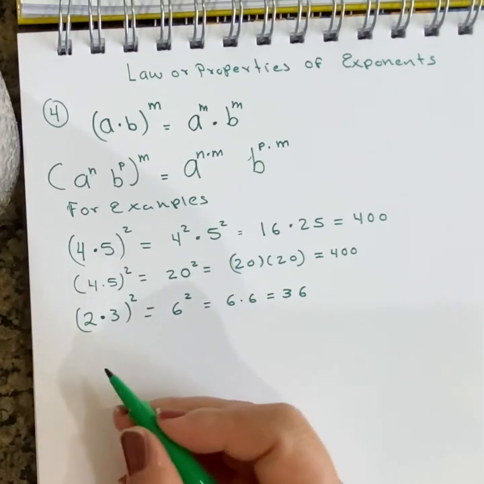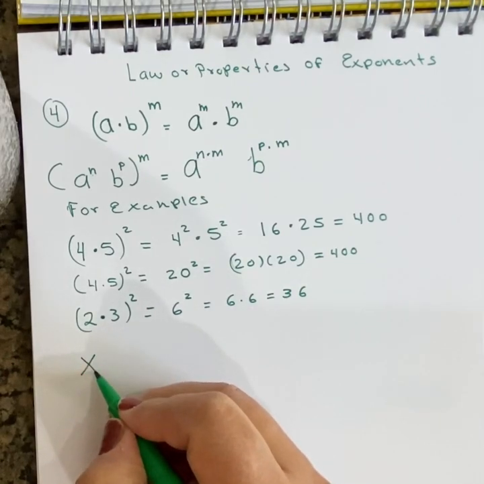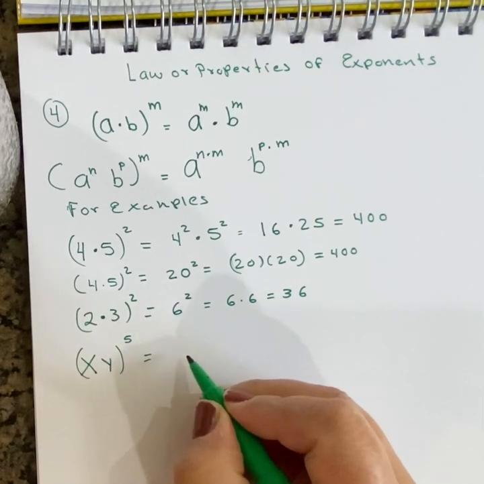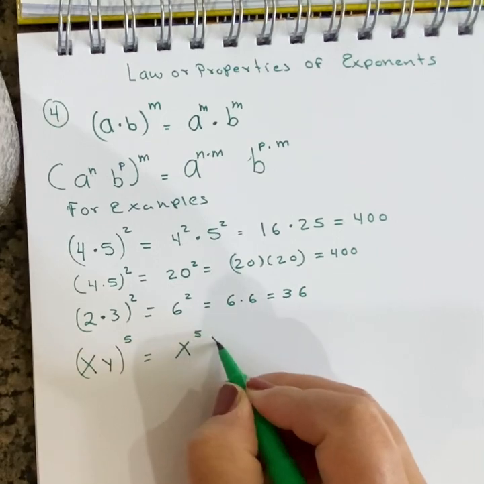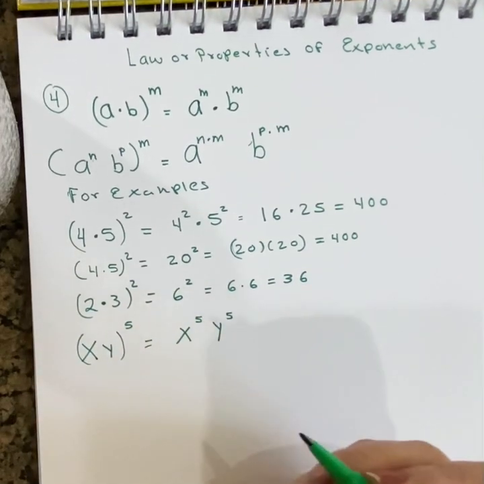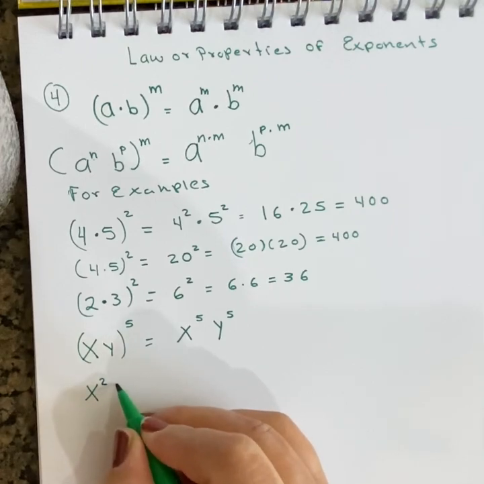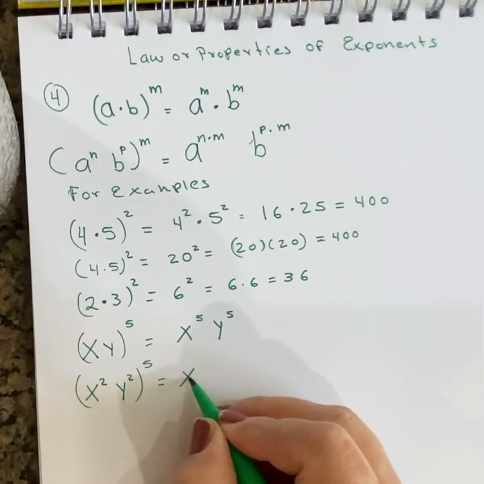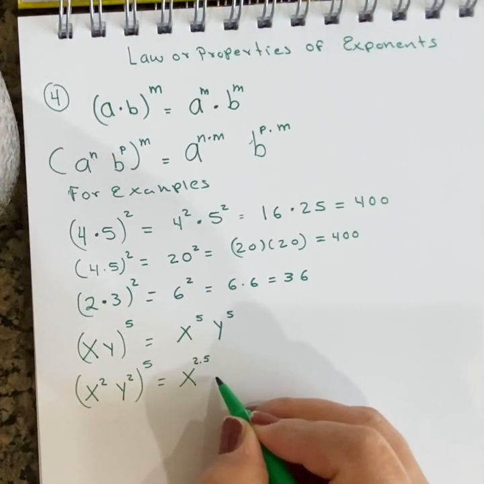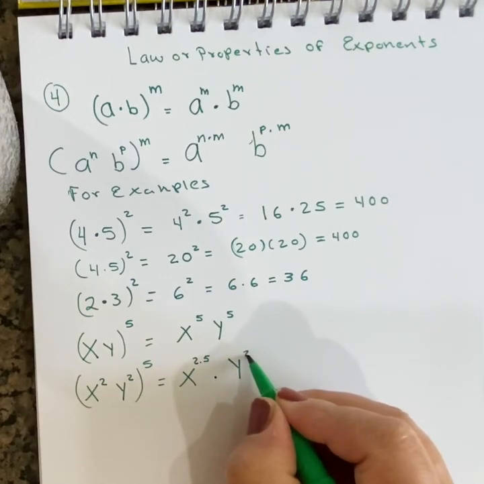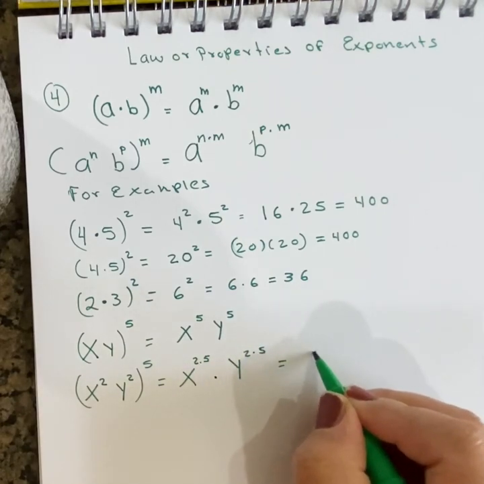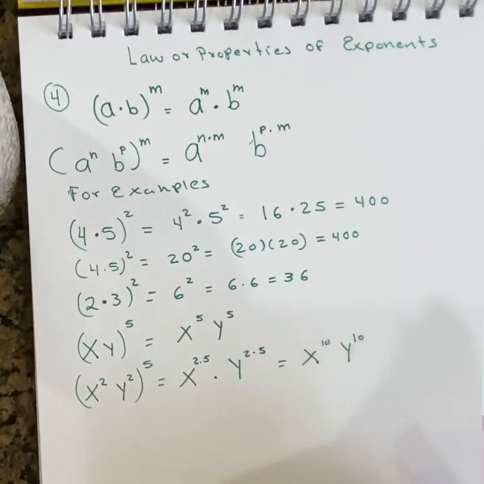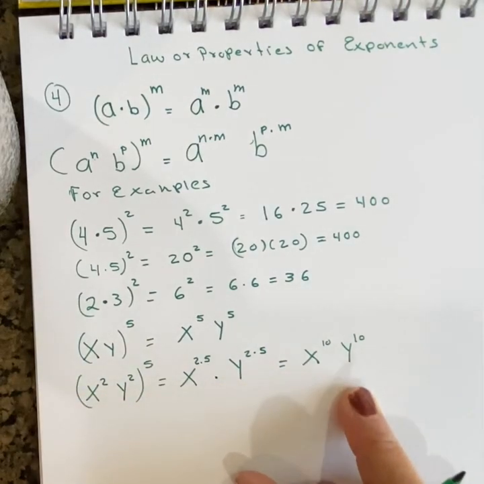In the event that we put variables in here, for example, you have x times y and then to the 5th power, this can be written as x to the 5th, y to the 5th. Now, if you were to have x to the second, y to the second, and then to the 5th power, this will be x to the second times 5, and y to the second times 5, which is the same thing as x to the 10, y to the 10. There is nothing else we can do in that, so it stays like that.